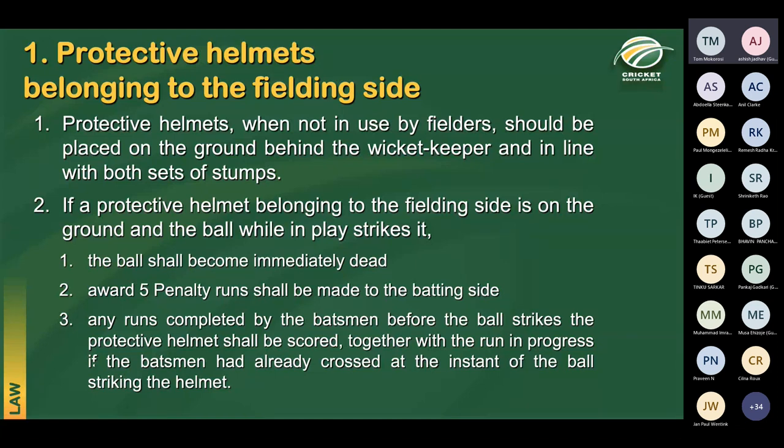We did mention last week that even though the ball becomes automatically dead in this scenario, it is good umpiring technique for either umpire to call and signal dead ball. Why? Because I can guarantee you not all 11 fielders and two batters will have seen the ball striking the protective helmet behind the wicketkeeper. So just for everybody to know that the ball is dead, call and signal dead ball. It shall not be re-bowled, but the law allows for the runs to be scored as depicted on this slide.